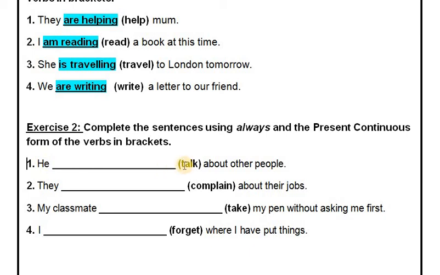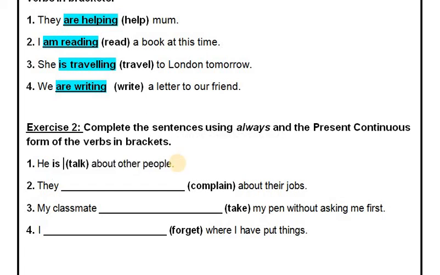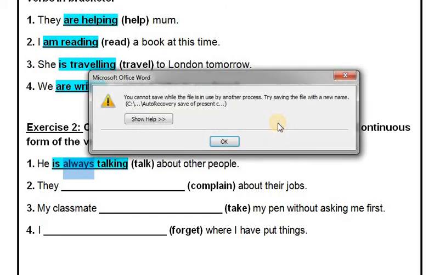Let's see number 1. He, the verb talk about other people. What about the subject? The subject is he. So we need to use is. Talking. لكن أنا رح أستخدم always و always رح تكون at the middle. So he is always talking. شو عملنا هون؟ حطينا الإز والing زي ما إحنا فاهمين، لكن حطينا ال always at the middle لأن السؤال طالب منك تستخدم always. السؤال طالب مني أستخدم always مع ال present continuous، فبدي أعرف إنه مكانها بيجي at the middle.